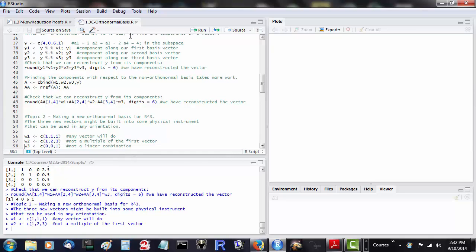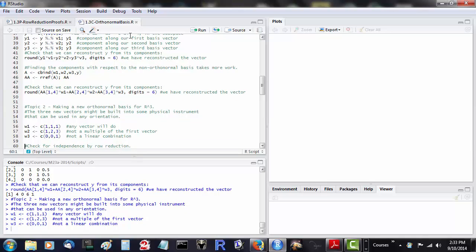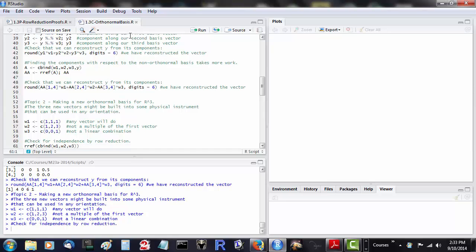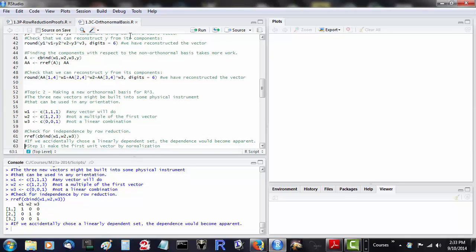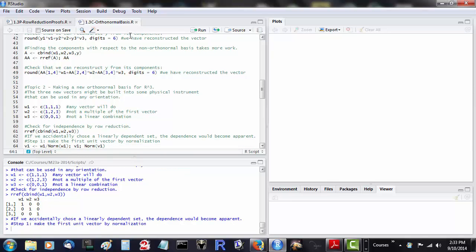So let's construct a non-standard basis for R3. Begin with any old vector, W1, pick a second vector that's not a multiple of it for W2, and then pick as W3 anything that's not a linear combination of the first two. And just to play it safe, bind those three vectors together as the columns of a matrix, row reduce it, and make sure it row reduces to the identity matrix. Now let's do Gram-Schmidt. I've actually copied the code from above. It always works the same way.